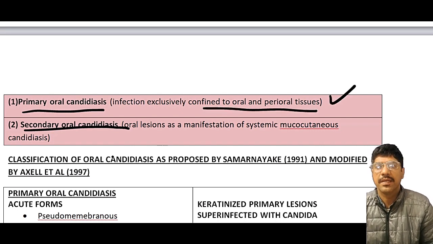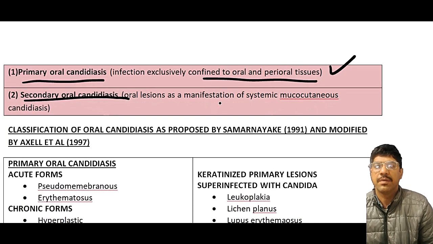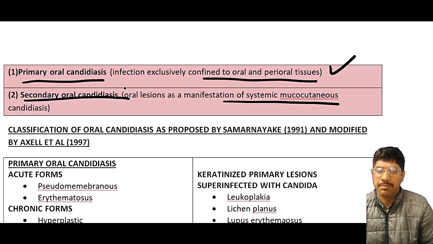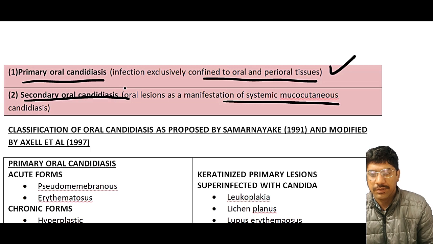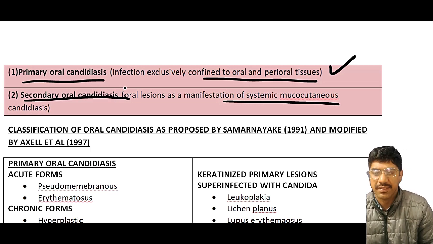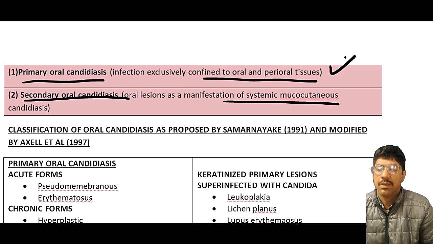Whereas the secondary oral candidiasis is a manifestation of systemic mucocutaneous candidiasis. Here the oral lesions or sores are part of bigger problems affecting the skin or the mucous membrane throughout the body. So it is a sign of systemic mucocutaneous candidiasis, meaning the infection is spreading more widely in the body.